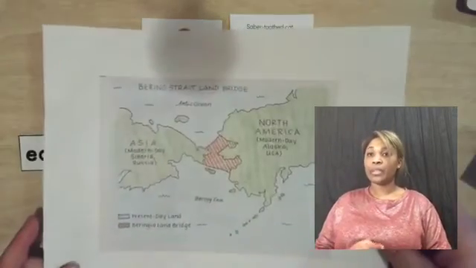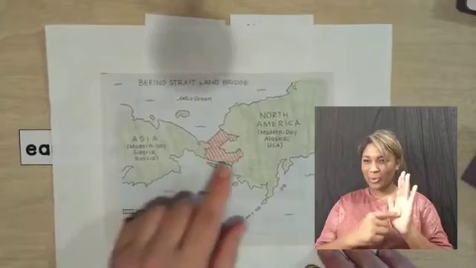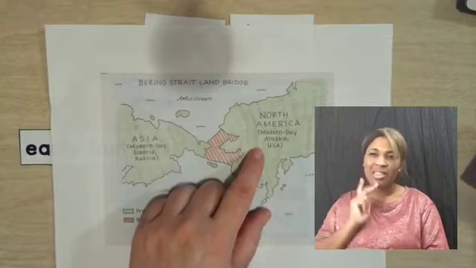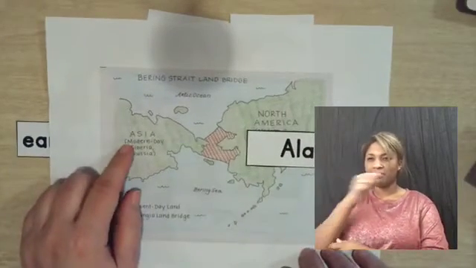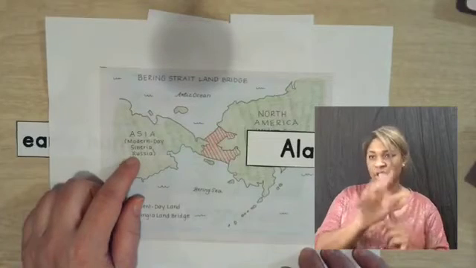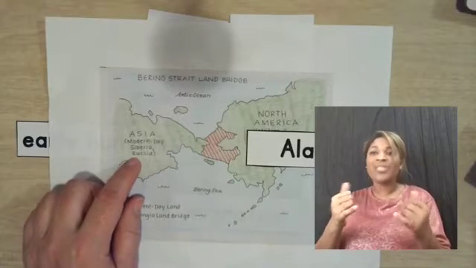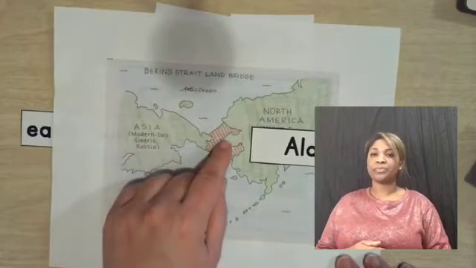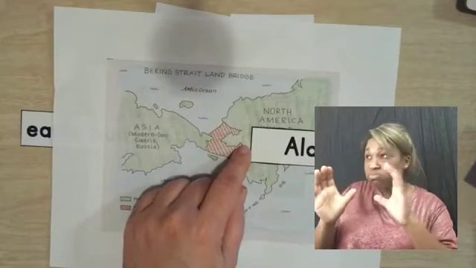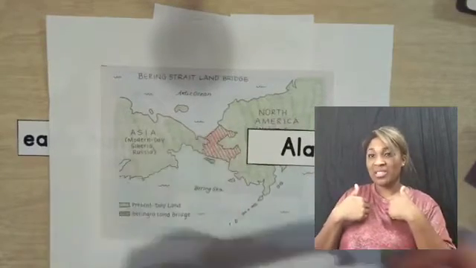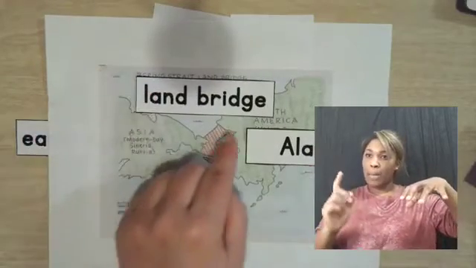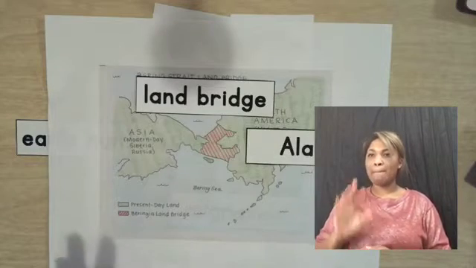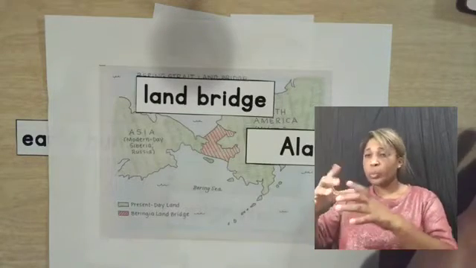So here's another map I can show you. So this over here is North America, that's Alaska. And then over here is Asia, what we now know as Siberia, Russia. So the hunters followed the animals across the land bridge. This right here, when it was frozen over, called a land bridge. They followed the animals, and this was a migration. Many people moving into a new area.